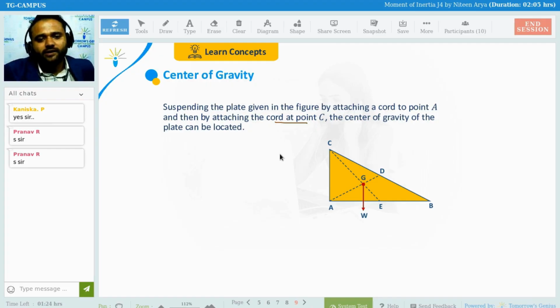So if I attach a wire or a cord at this particular point, at this particular point, and at this particular point, we get the same single point from each, and that particular point is basically G. At that point G, the weight of this symmetric body is going to be balanced, and that is known as the center of gravity. Is this clear, everyone?